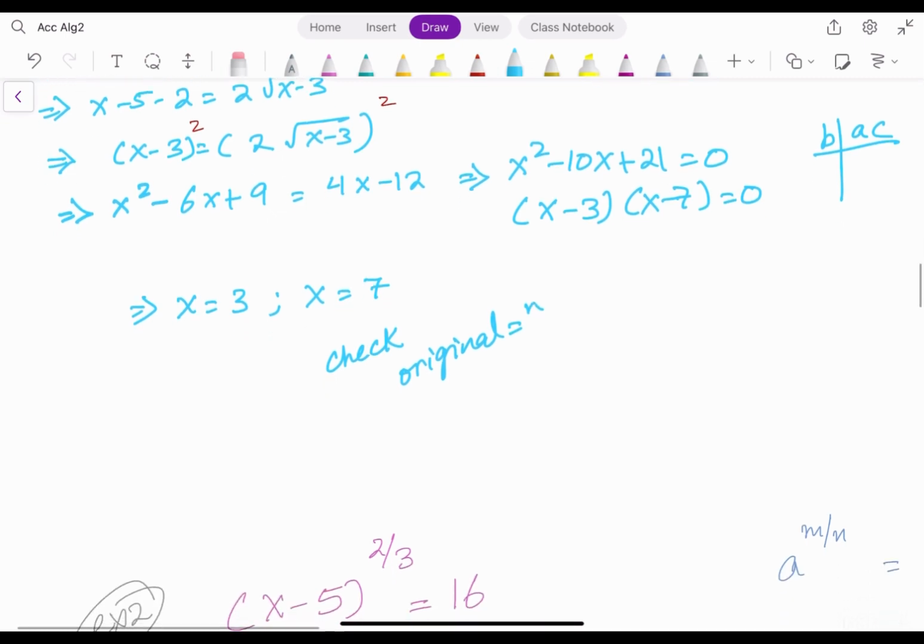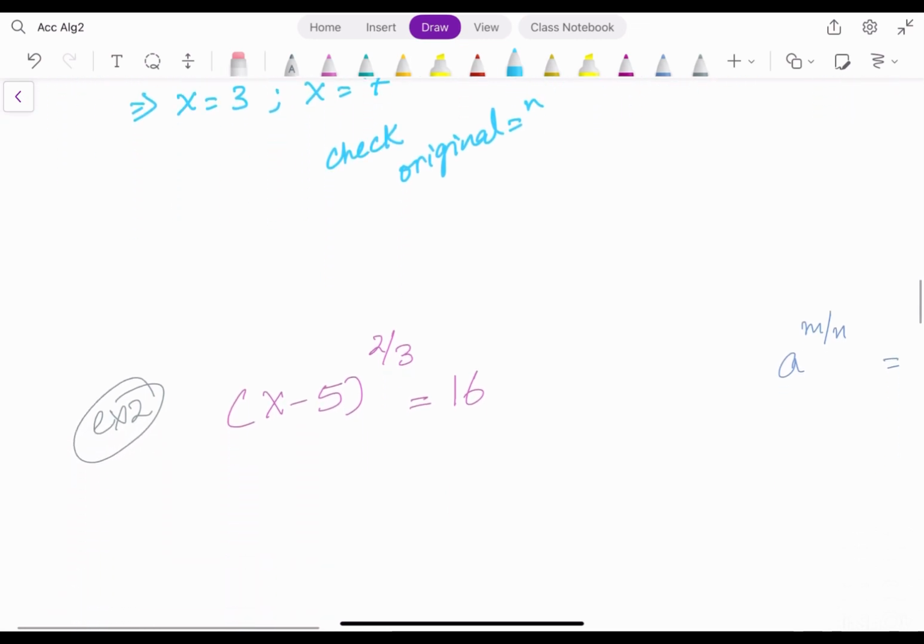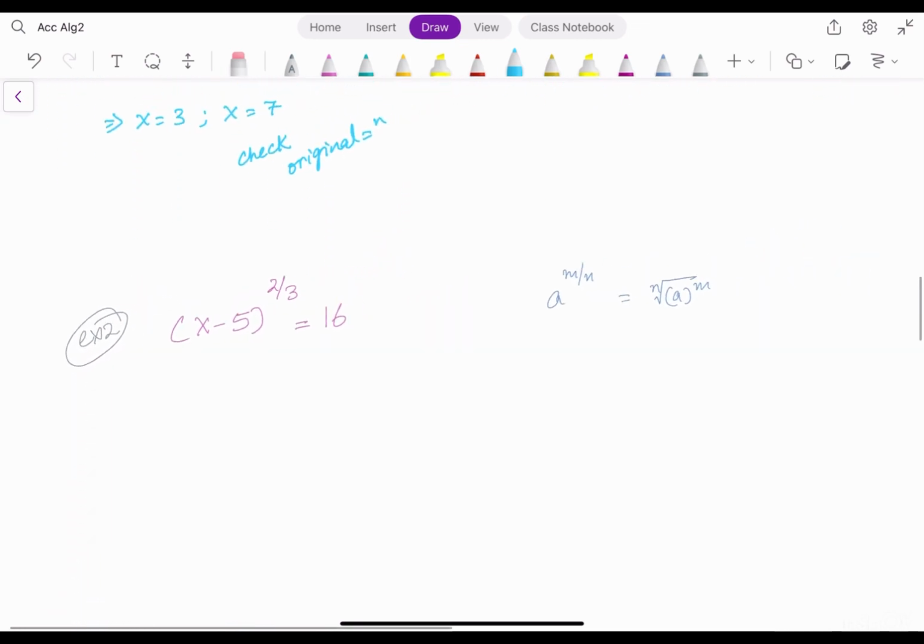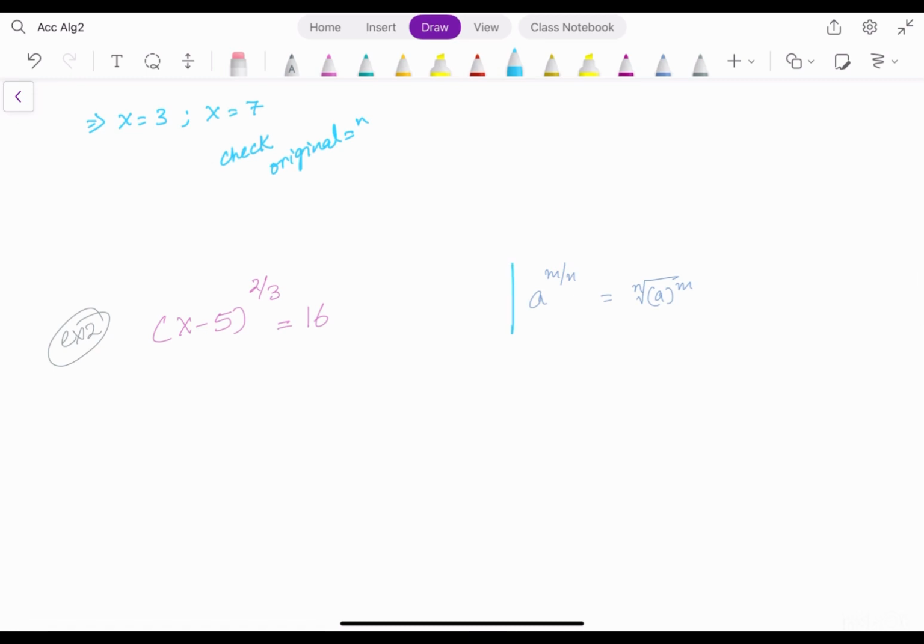Let's take another example that involves radical exponents. For that, keep one thing in mind. If it is in the form of a to the power of m over n, that means I can rewrite it in the radical. The denominator will become the index and the numerator is the power. So we will rewrite this equation and we will cube both sides. So we rewrote it and we will cube both sides.